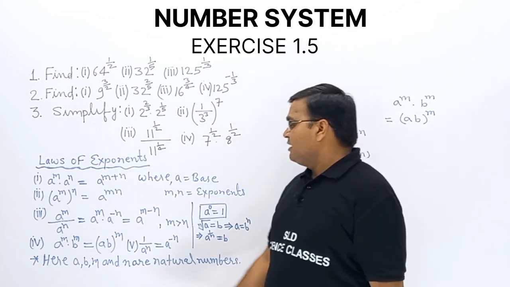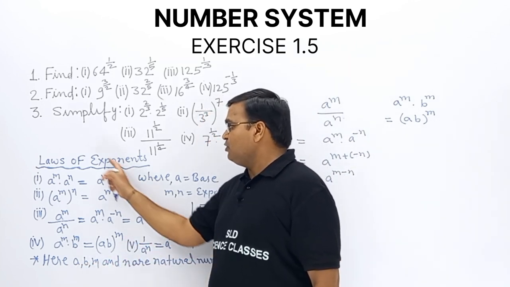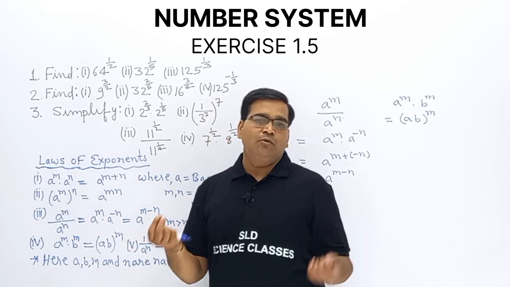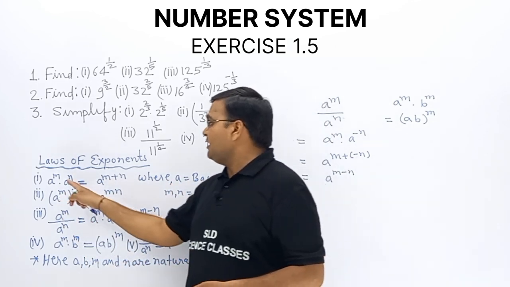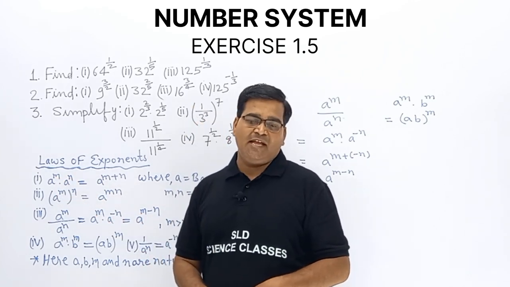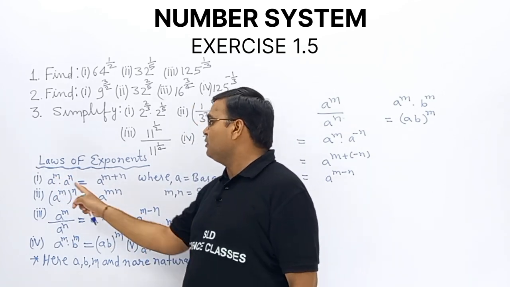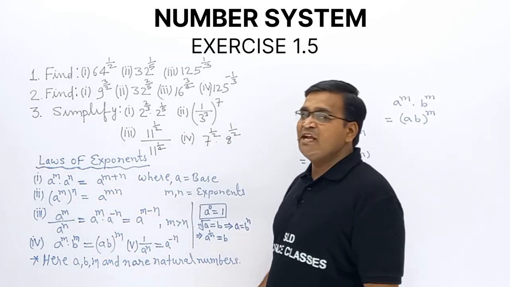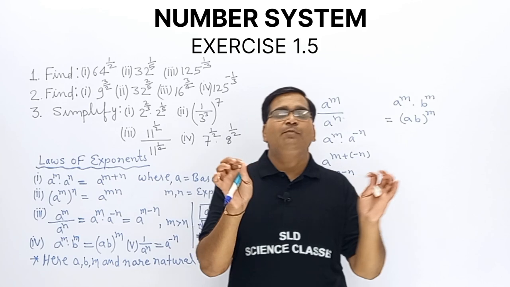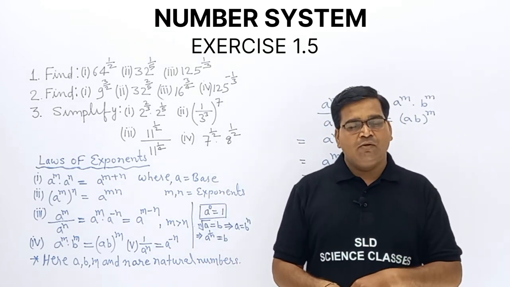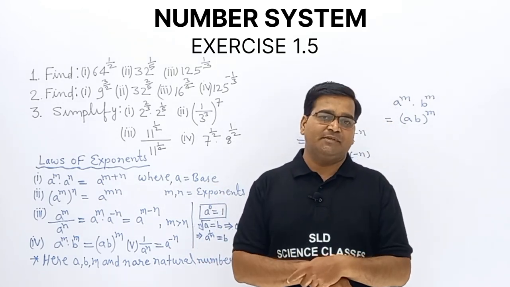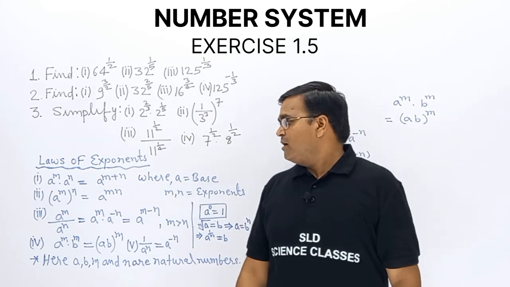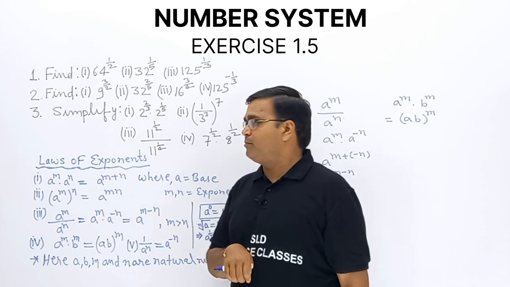Now here a, b, m and n, in all laws we are using a, b as bases. And m and n are powers, exponents. So what will we do? m and n, a and b are what? Natural numbers. In place of a, b, m and n, we can put only natural numbers. There are some questions we'll discuss, but these will be natural numbers.